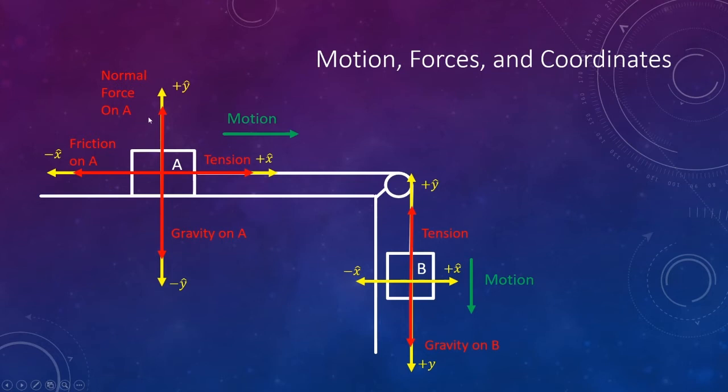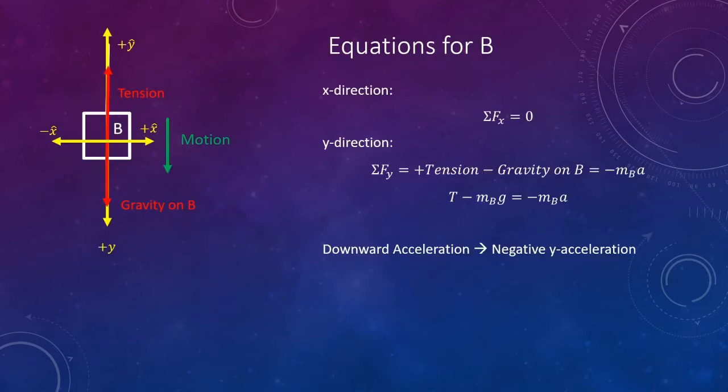So with that picture, let's treat each object individually and look at the forces acting on them and put them into a set of equations. So let's start with block B, the hanging mass, because there's less going on. There's no forces acting on it in the horizontal, so nothing's happening there. All the forces are in the y direction. We have tension going up and gravity going down, and we've identified the direction of motion as downward, and so we have to assign a negative value to its y acceleration.